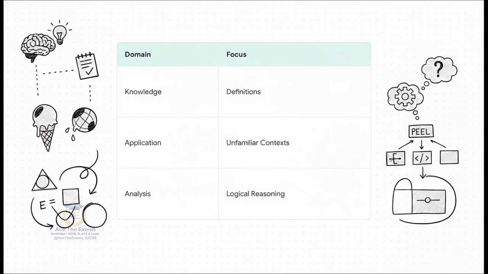Okay, let's break down how your brain actually needs to process this. The Cambridge syllabus targets 3 very distinct cognitive domains here, and you need to hit all of them.